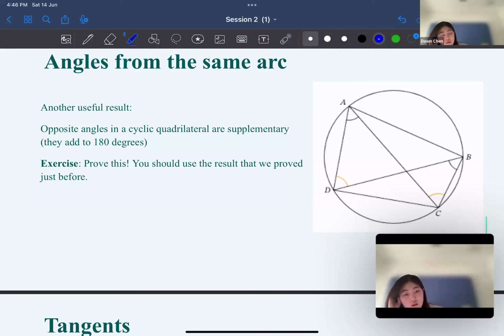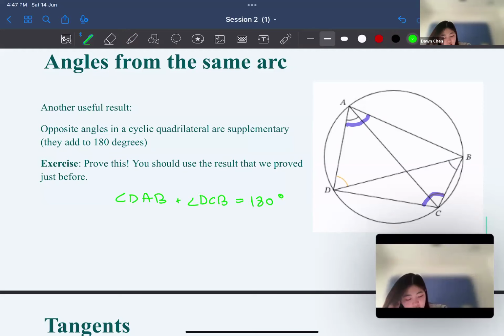Now, one very useful result is that for a cyclic quadrilateral, the interior opposite angles are supplementary. That means the opposite angles in your quadrilateral should add to 180. For example, if I take these two angles, then DAB plus DCB should equal 180 degrees. This must be true for a cyclic quadrilateral, and if it is true, then our quadrilateral is always cyclic, so it's sort of like an if and only if statement. But not to worry about that right now. Let's just try to prove why opposite angles in a cyclic quadrilateral have to be supplementary.